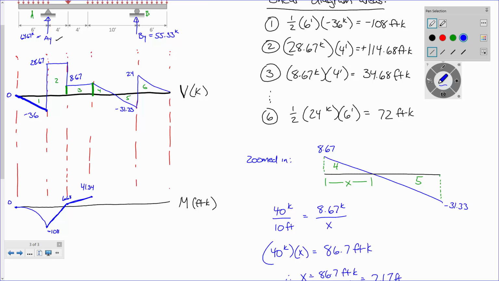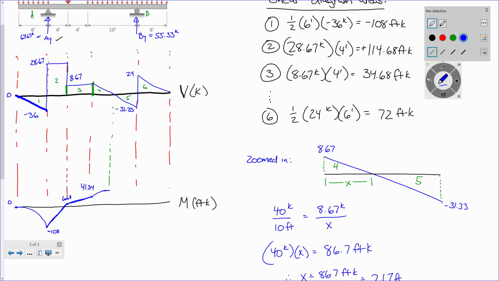That's 41.34. Now, let's look at what happens here. So I'm going to draw another little dashed line, sort of like that. So let's look at this. Our shear diagram is consistently going down, okay? But this little segment number 4 right here, would you agree that it's going a lot to a little? The magnitude, it's going a lot to a little. So the slope is going to go a lot to a little.